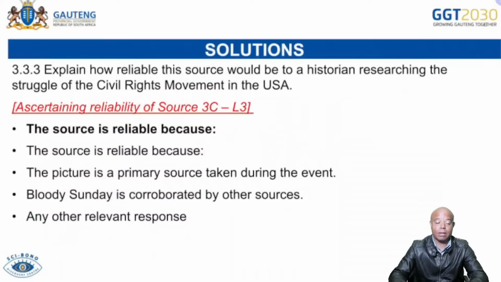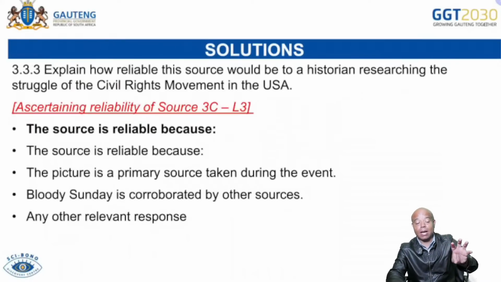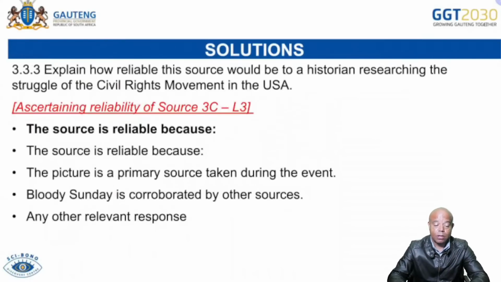Now let's go to the next one. Explain how reliable this source would be to a historian researching the struggle for the civil rights movement in the USA. Now let's look at it, because it says explain how reliable. The source is reliable. You don't get an answer when you write that. You get an answer if you say the following.